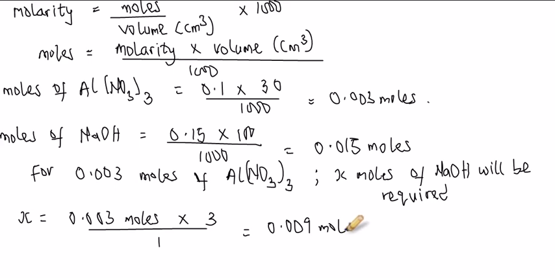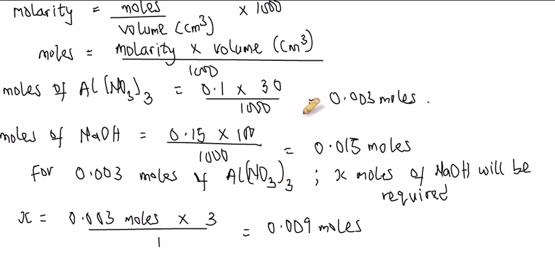Now looking at this, we have 0.009 moles. That means if we use all of the aluminum nitrate, the amount of sodium hydroxide that will be needed is just 0.009 moles, and we have 0.015 moles. That means sodium hydroxide is in excess. We can stop here, or we can move further to check with sodium hydroxide again, taking sodium hydroxide to be the limiting reactant, and see if we'll be having aluminum nitrate in excess.